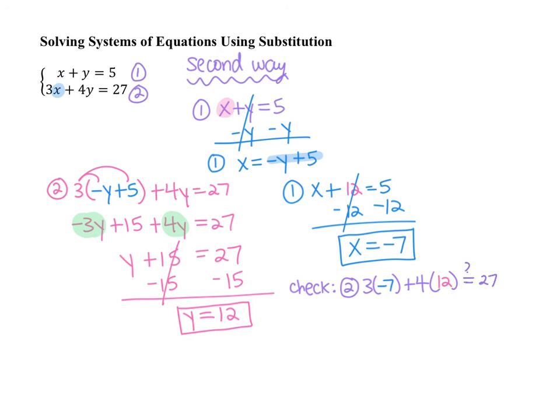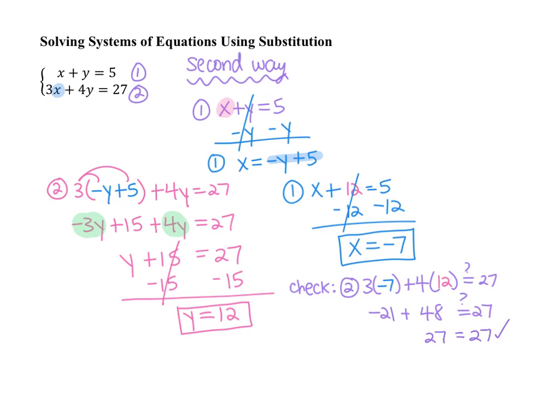So let's just evaluate. 3 times negative 7 is negative 21, plus I can go ahead and do 4 times 12 as well, which is 48. And is that really equal to 27? And negative 21 plus 48 is the same thing as 48 minus 21, which is 27. So we just proved it works in the second equation too.